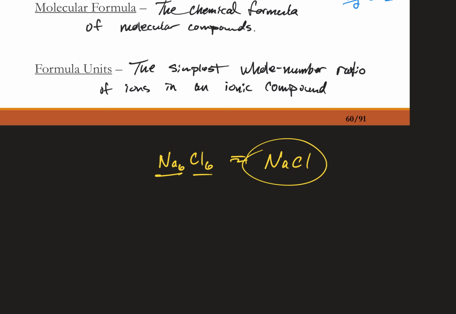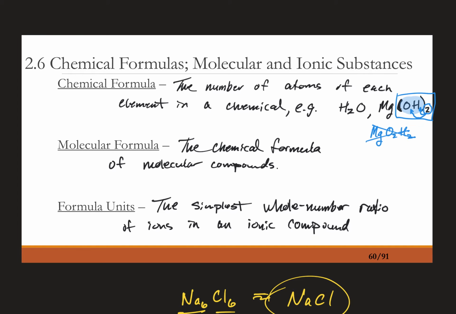So it is a formula, and it is 1 unit of those ions, hence the name formula units. Going back to the molecular formula, H2O is a molecular formula, while MgOH2 is a formula unit technically. We can isolate, theoretically, 1 molecule of water because it is overall neutral, and so it's stable in and of itself.